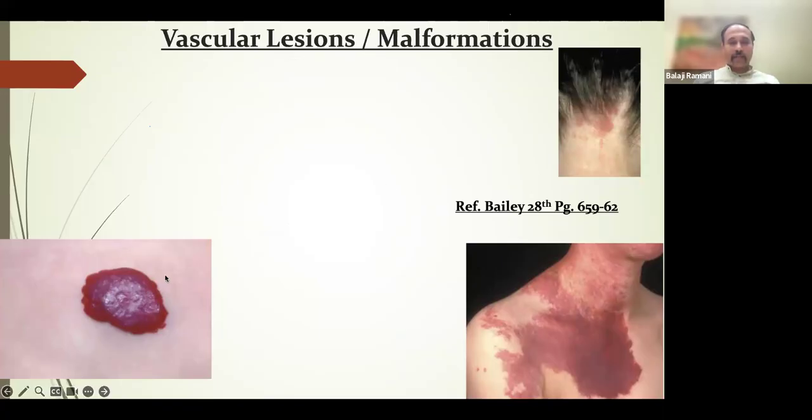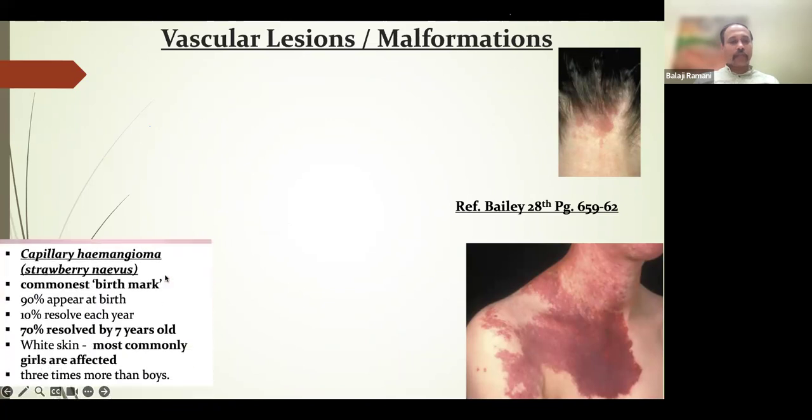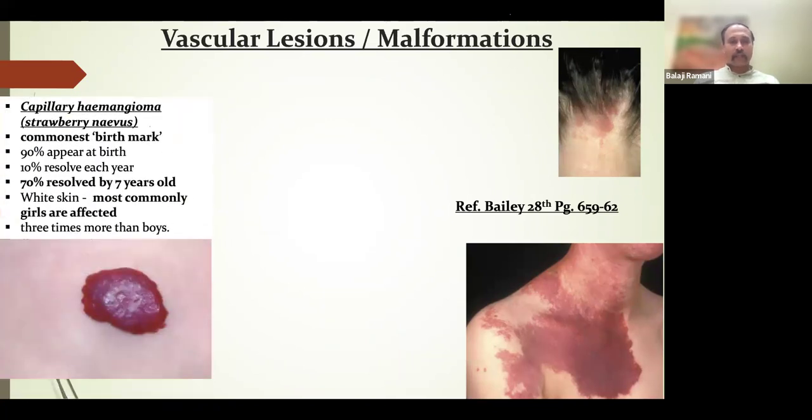This is the classical capillary angioma or the capillary hemangioma or the strawberry nevus as it is called. It is the most common so-called birthmark which is present. So many of them, as I said again, by 7 years, 70% will be resolving. So this is subject to spontaneous resolution. Many of them appear at birth, keep on increasing. By 7 years, they will be disappearing. Common in girls, less common in boys. So that is the characteristic lesion that you will find in a capillary angioma or a strawberry nevus. Very classical question.